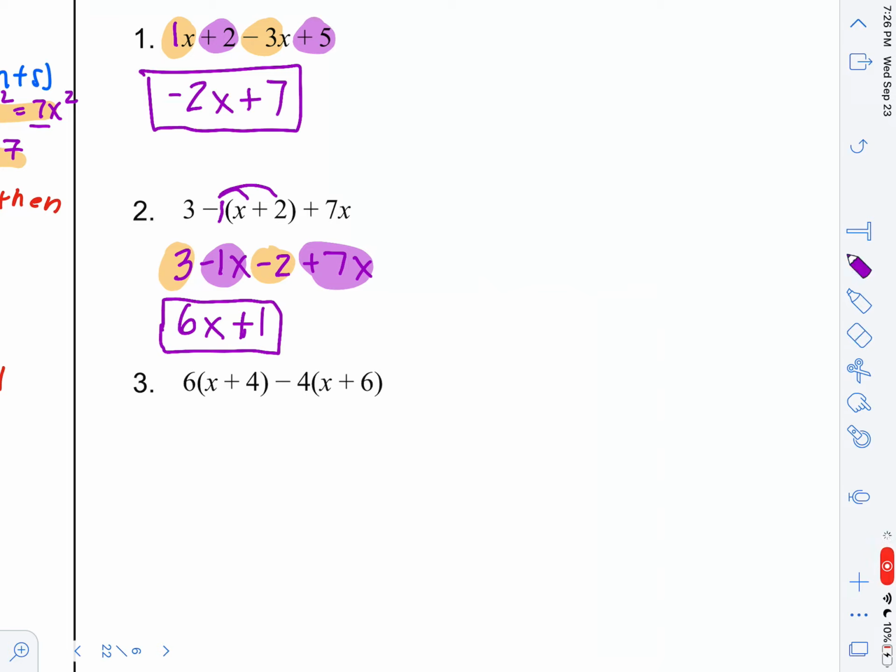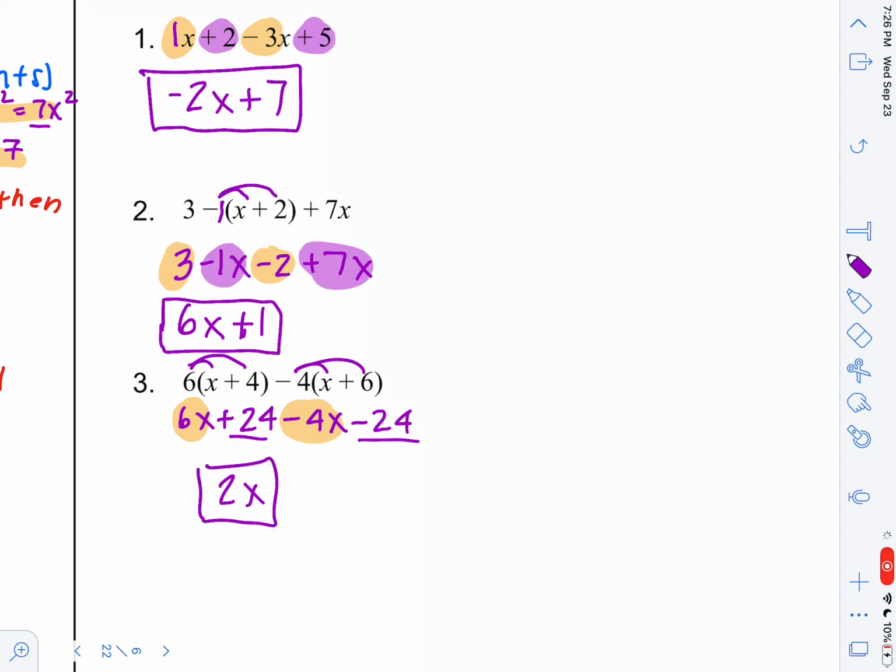All right, last one. Here we can't combine anything in the parentheses because one has an x and one is just a number. So we're going to distribute here and here. 6 times x is 6x, plus 6 times 4 is 24, negative 4 times x is negative 4x, and negative 4 times 6 is negative 24. And then now we can combine like terms. So we have 6x minus 4x, take the sign in front, which is 2x. And 24 minus 24 is 0. So our answer is 2x.